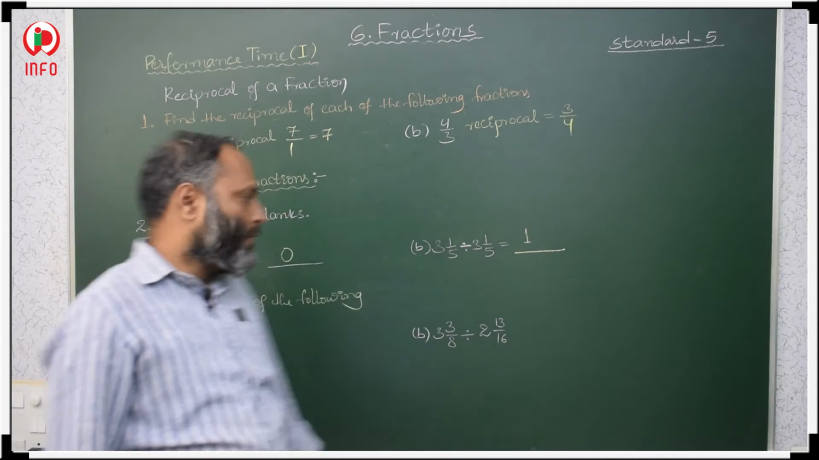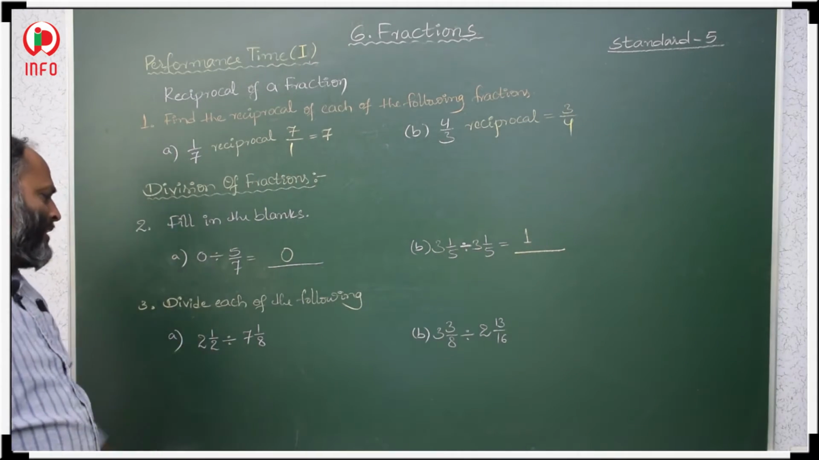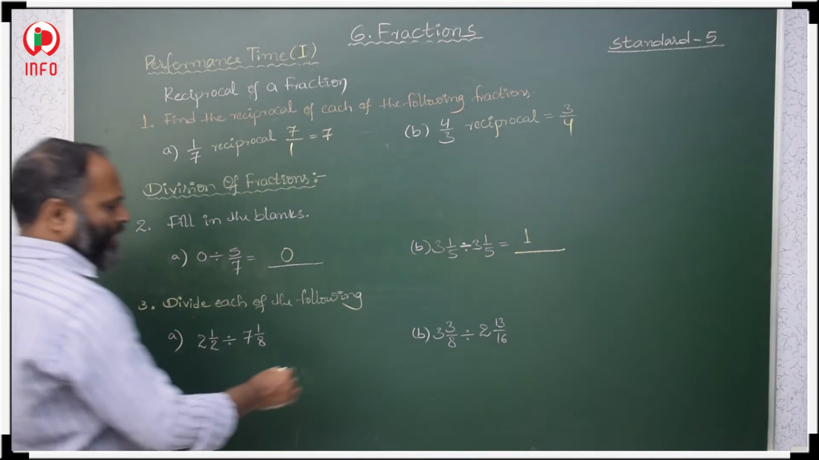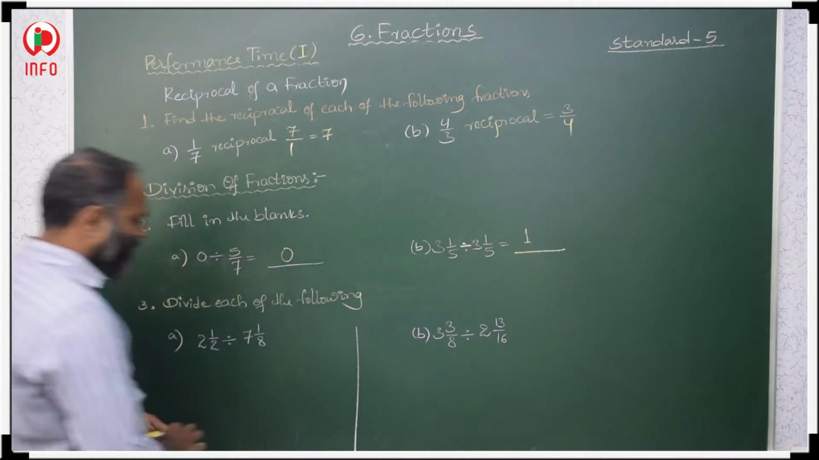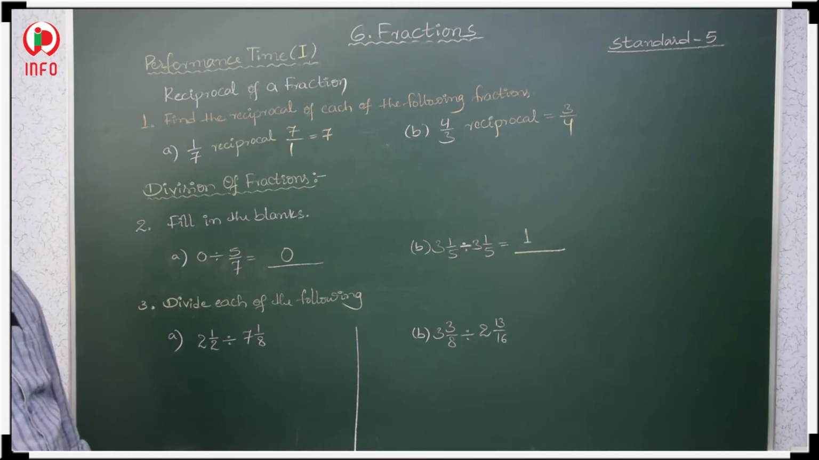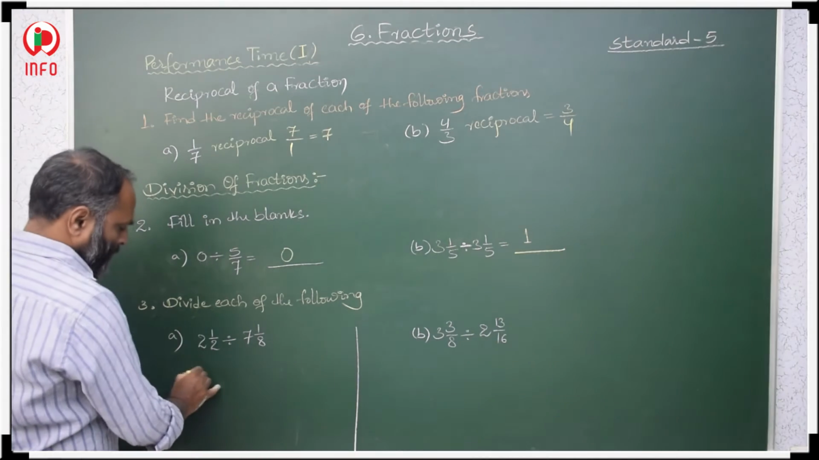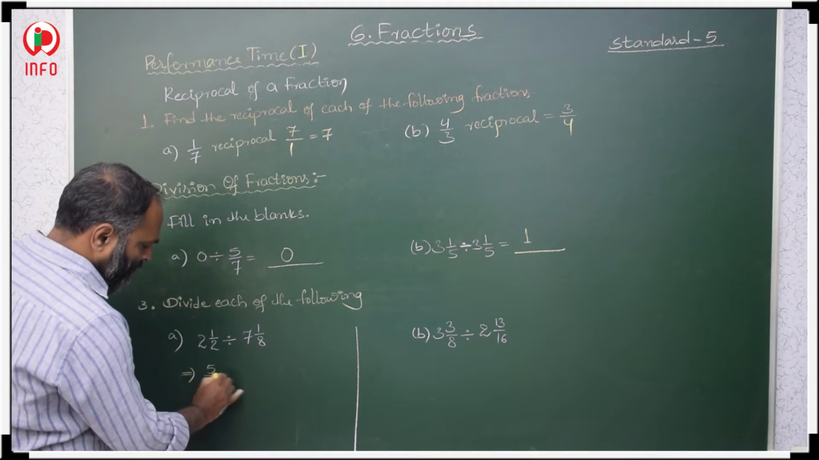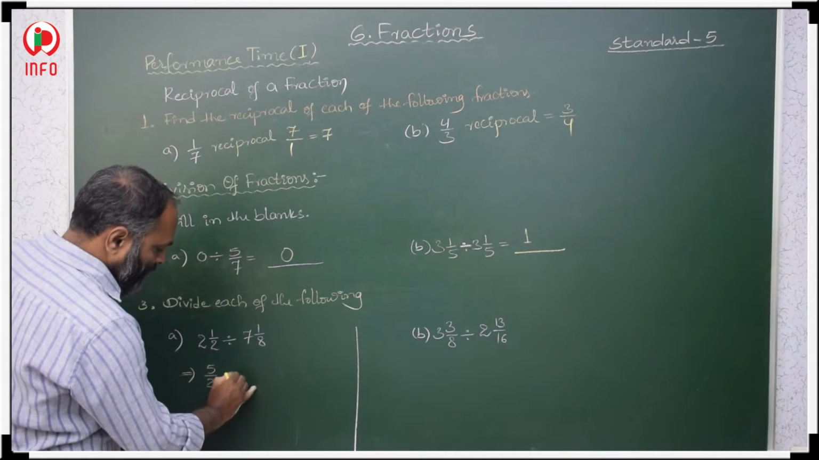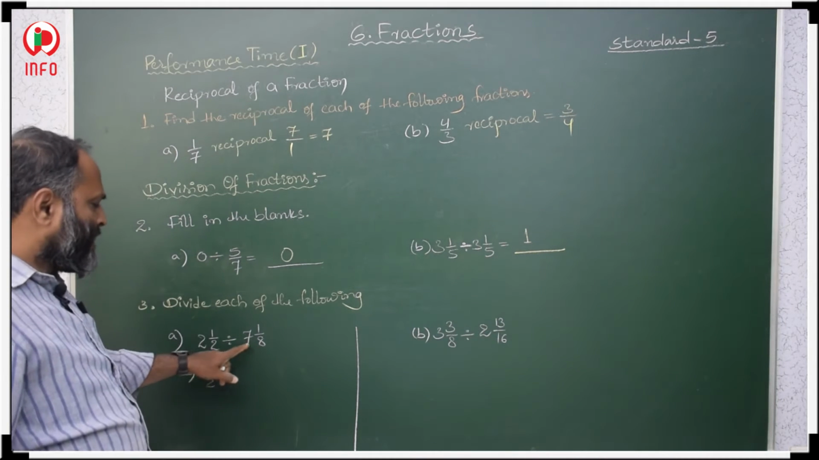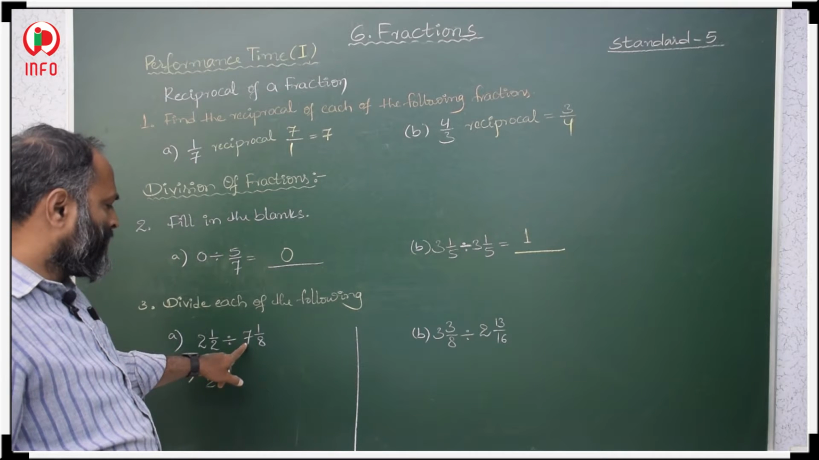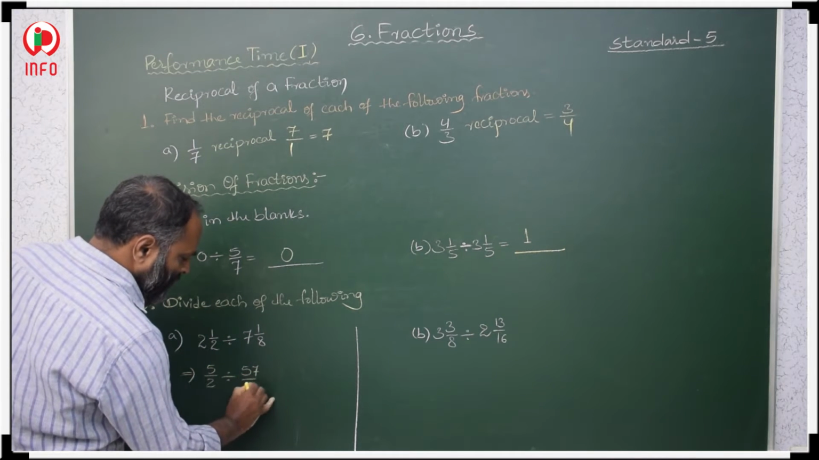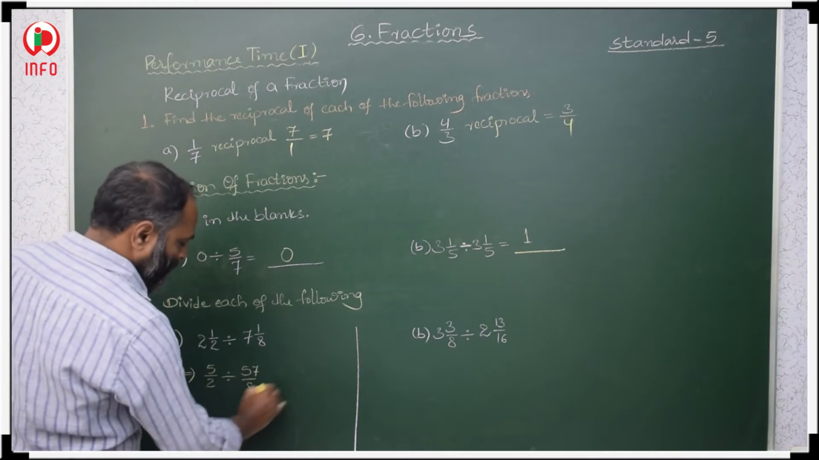Okay. Now divide each of the following. Here, the division method we have to follow. So this mixed fraction we have to convert into improper fraction. 2 4s are 8, 8 plus 1, 9... 2 to the 4, 4 plus 1, 5. 5 by 2 divided by 8 7s are 56 plus 1, 57. 57 by 8. Then how to divide?